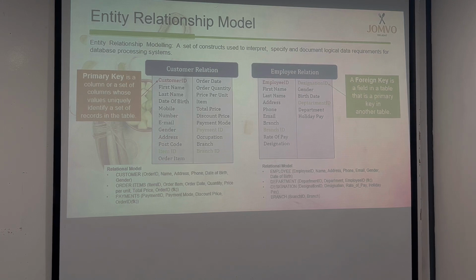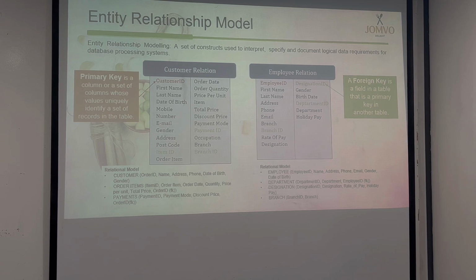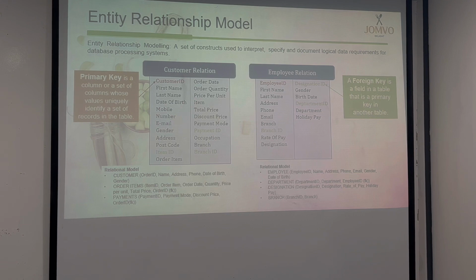In this model, before we create the database, we must create this entity relationship model, and here we are defining the primary key for both of the tables. So customer ID is my primary key for the customer relation, and the employee ID is the primary key for the employee relation table, and these are the fields included in both tables.